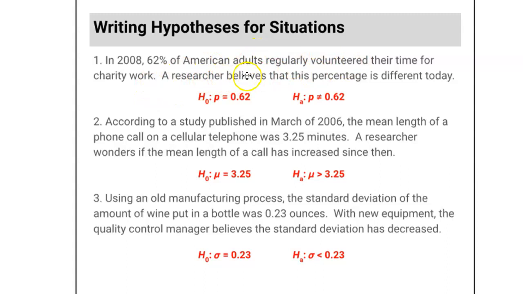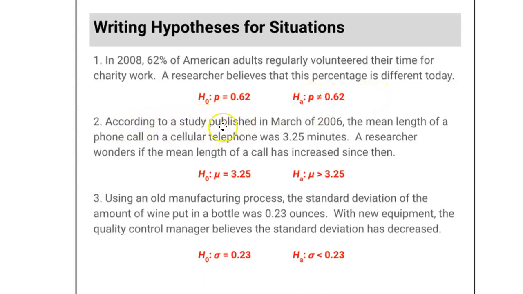Now, if a researcher believes that this percentage is different today, the accepted value is 0.62. So the P, the proportion of American adults, is going to be 0.62, which is 62%, right? The alternative hypothesis is that that proportion is not 62%. It's something else. Now notice, he or she said that the percentage is different today. Didn't say higher, didn't say lower, just said different. That's why we're using this not equal to symbol.